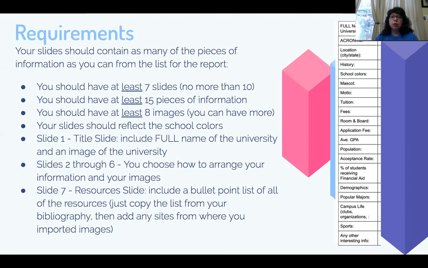You're going to include a bullet point list of all of your resources. You can just copy the list from your bibliography once you get it done, so I wouldn't do this till the end. But the problem with that is that the formatting is going to be really weird and you're going to have to fix it. So I can probably show you how to do that in the next video, just in case. But if you haven't done the bibliography page, don't worry about it till afterwards. Okay, you can come back to this video if you need to.